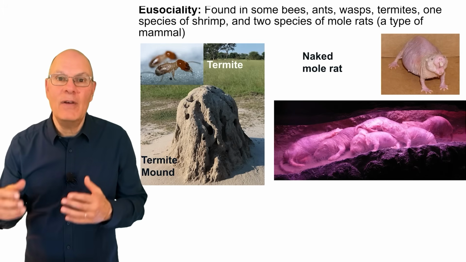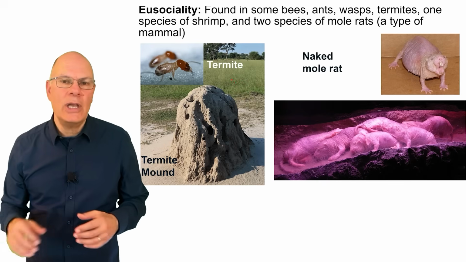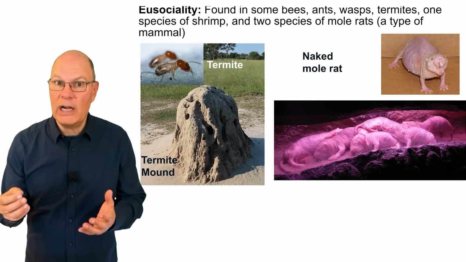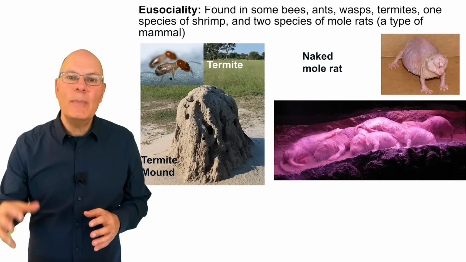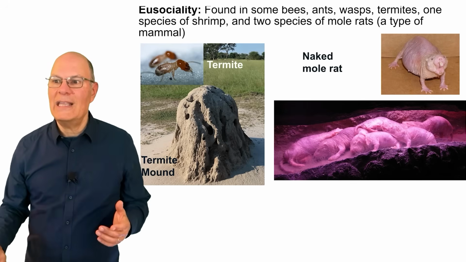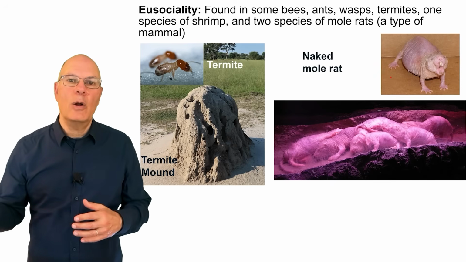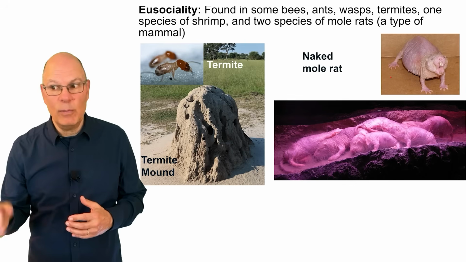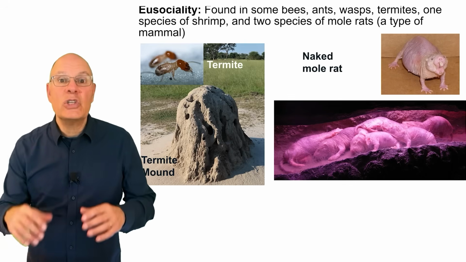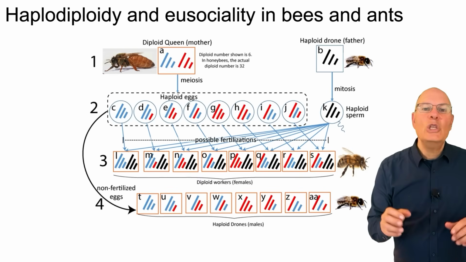That's a type of mammal. And again, what are we saying? We're saying that in a termite mound, there are a couple of reproductive individuals, and everybody else is non-reproductive, working for their benefit. And that's true in a colony of naked mole rats as well. There are individuals who get to reproduce, and everybody else serves them and serves their reproductive interests.